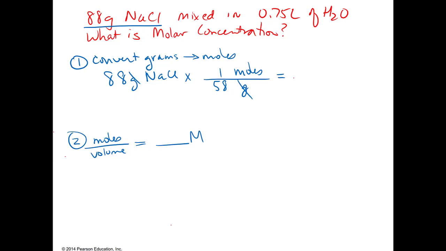Grams and grams will cancel. I got 1.517241379, which then, since it's 88, we would just keep 1.5. Okay, so we go from grams to moles, and now I want to figure out the concentration, so I have to take 1.5 moles divided by what?